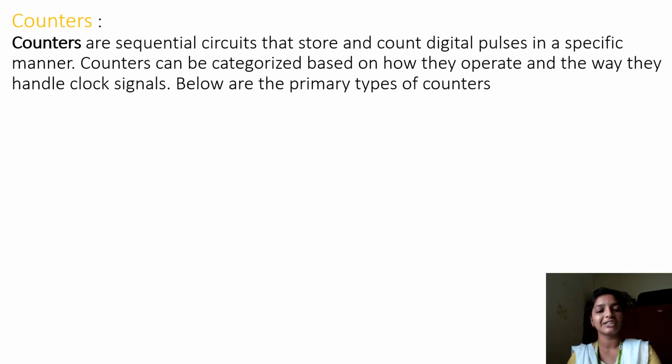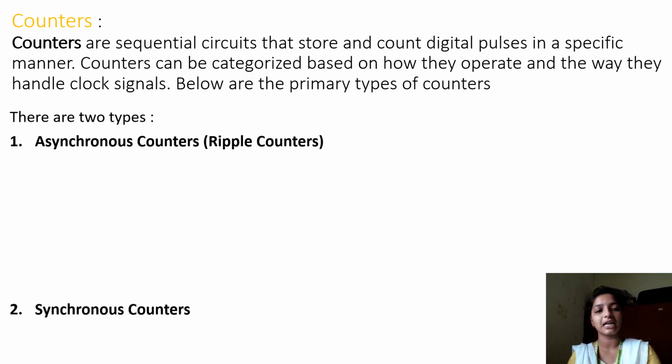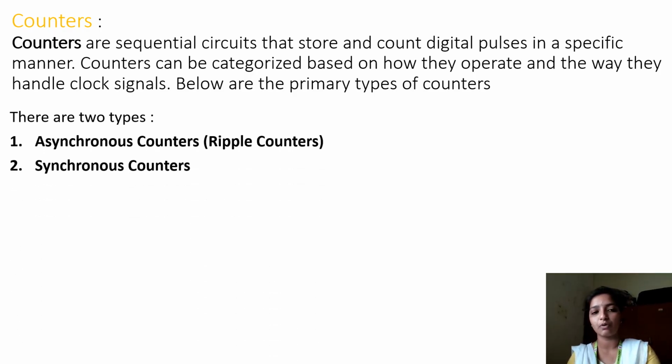Today my topic is synchronous down counter, 2-bit and 3-bit. Before going into the topic, we should know what counters are. Counters are sequential circuits that store and count digital states in a specific manner. Counters can be categorized based on how they operate and the way they handle clock signals. Below are the primary types of counters.